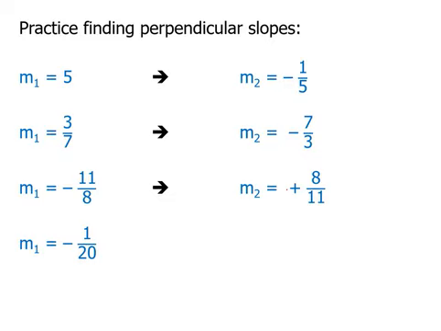And finally, we have a slope of negative 1/20. Well, the reciprocal of 1/20 is just 20. And because the original is negative, we have to make the perpendicular slope positive. So it would be positive 20. And so again, when we're finding perpendicular slopes, we have to take the reciprocal, that is, flip the fraction upside down, and change the sign. Change it to an opposite sign, positive to negative or negative to positive.